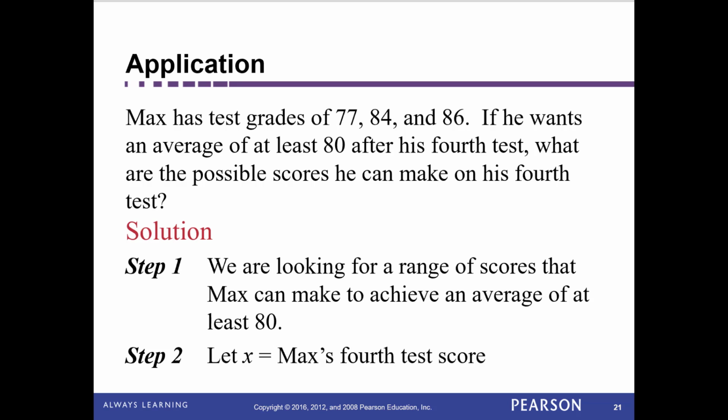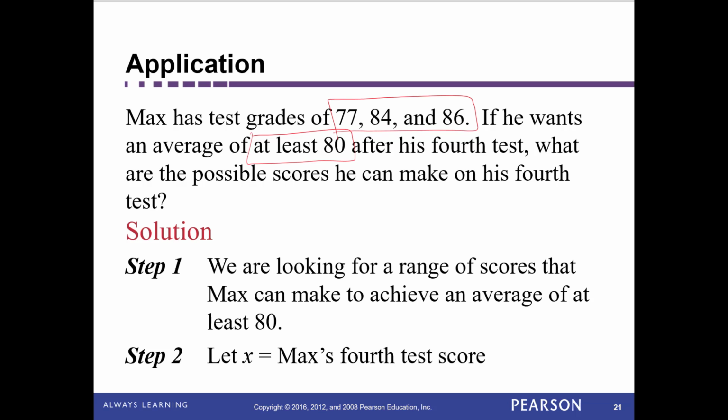Max has test grades of 77, 84, and 86. So here are Max's test grades. If he wants an average of at least 80, so that average that Max wants could include 80. After his 4th test, what are the possible scores he can make on his 4th test? And you see the steps that are there.